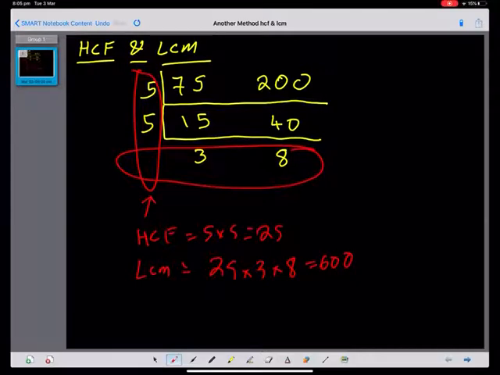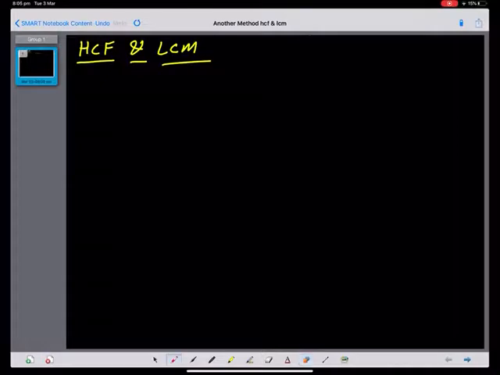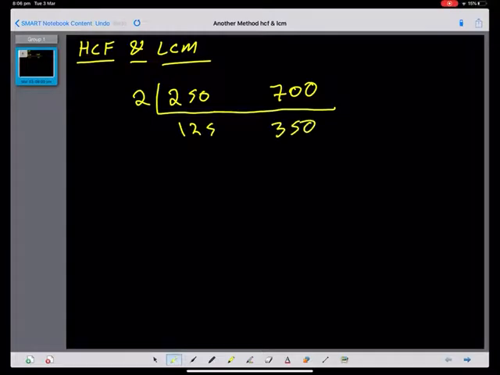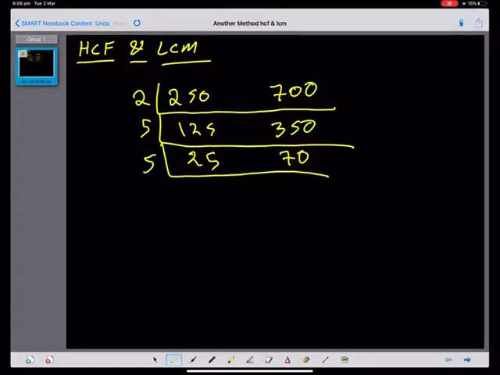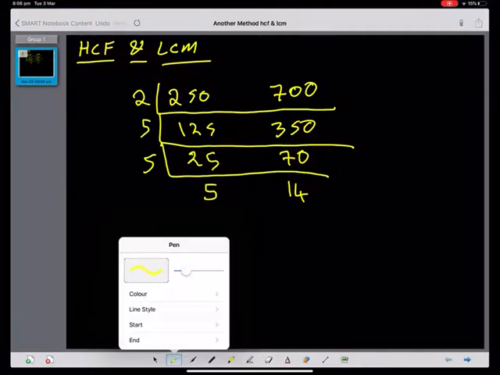Okay, so let's have a look at another question. Let's do the LCM and HCF of, let's do 250 and 700. Okay, so we can divide by 2 to get 125 and 350. We can divide by 5 to get 25 and 70. Divide by 5 again to get 5 and 14. And 5 and 14 are co-prime, so we stop.